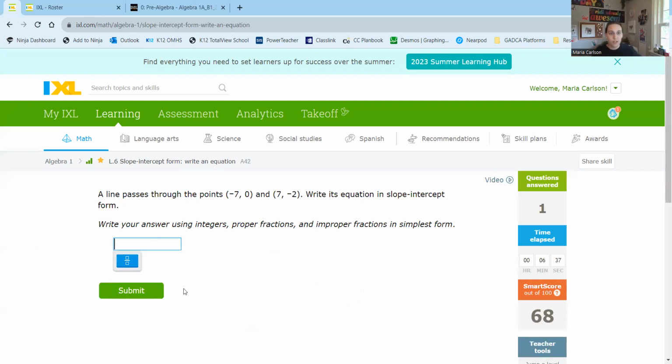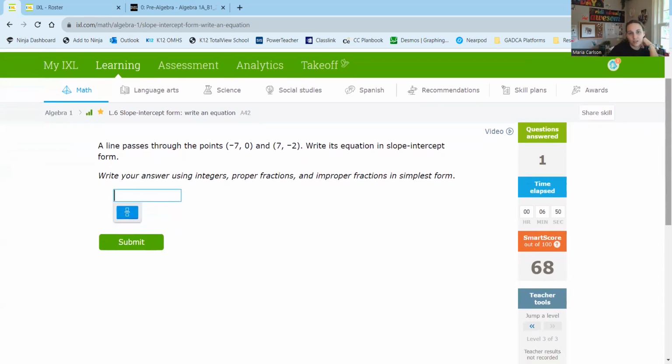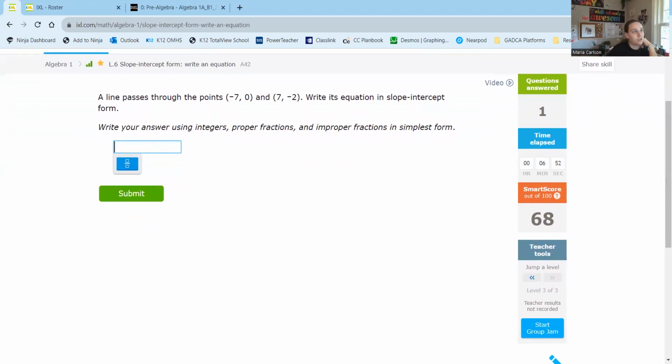Let's try this one. A line passes through the points -7, 0, and 7, -2. Write its equation in slope-intercept form. All right, this one is going to be a little bit of work, but it's nothing we can't do. So I still need to find my slope and my y-intercept. I still need to know what m is, and I still need to know what b is for my equation y equals mx plus b.